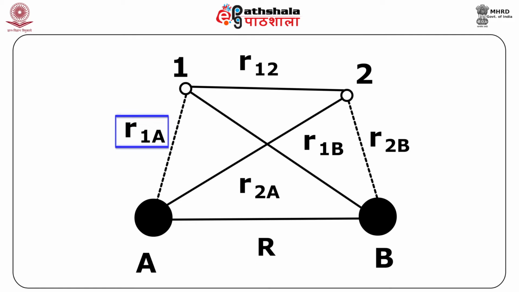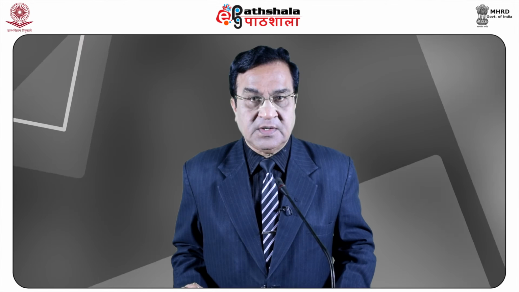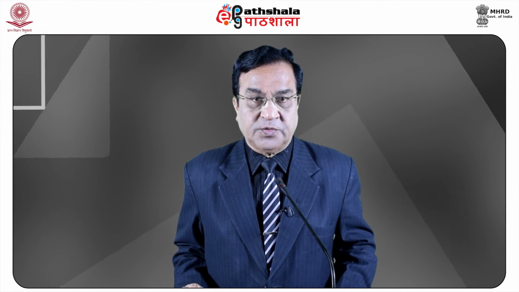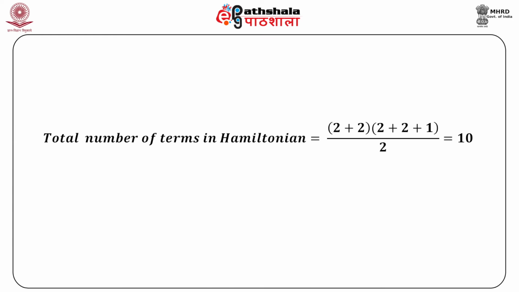R1A, as you can see in this diagram, is the distance between electron 1 and nucleus A, whereas R1B is the distance between electron 1 and nucleus B. Similarly, R2B is the distance between electron 2 and nucleus B, and R2A is the distance between electron 2 and the nucleus A.